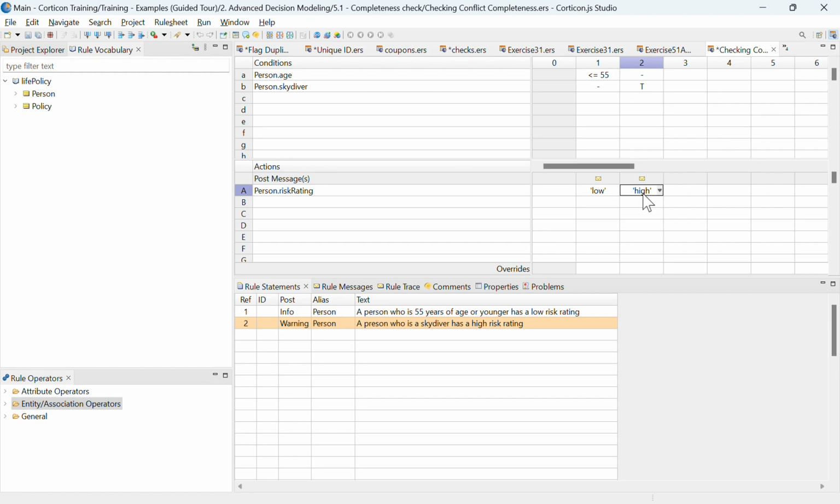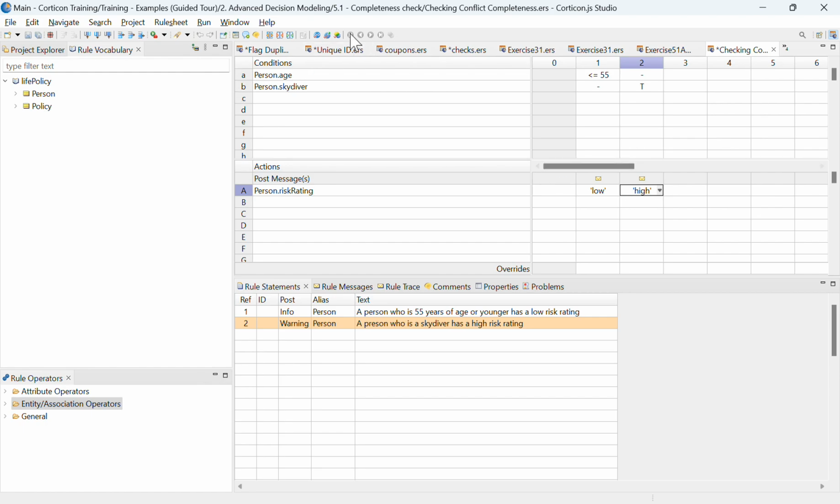And bear in mind that Corticon is very good at helping you get to a decision very quickly, but it will do everything possible throughout the development cycle to ensure that you're not encountering any potential ambiguities like this, because Corticon is like a calculator. It is very good at getting to a decision, no matter how complex it is to reach that decision, but it wants to reach a decision.